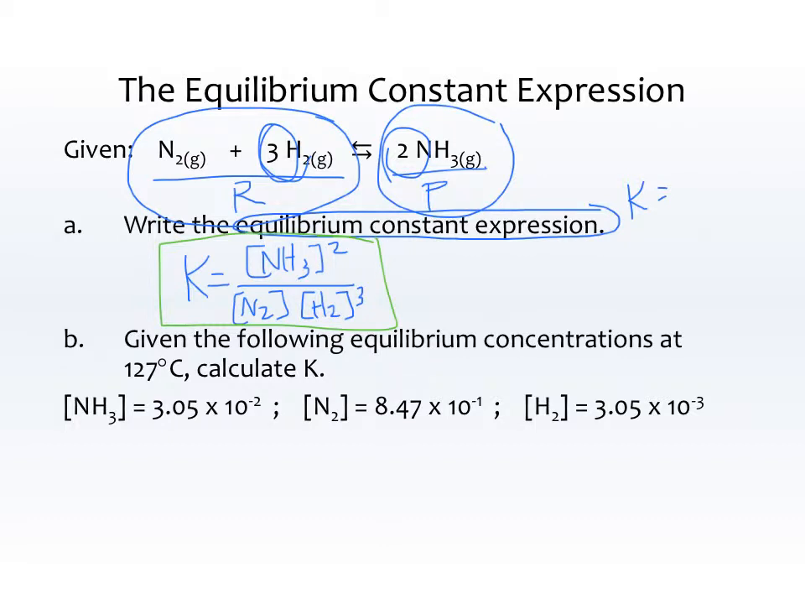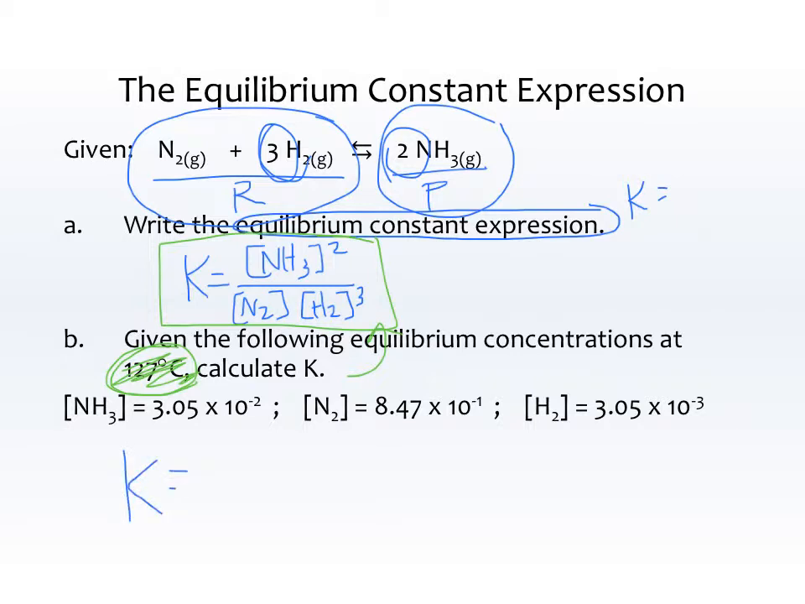So given the following equilibrium concentrations at 127 degrees C, calculate K. First of all, this temperature is not necessary for the problem. K will change when temperature changes, but as long as the temperature is constant throughout the problem, the temperature is not actually important. So we're going to calculate K by plugging into the equation that we just solved for.